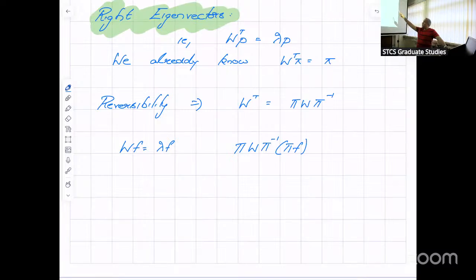So pi inverse of pi F is F, and WF is lambda F. You get lambda pi F. Therefore, if F1, F2, ..., Fn were the left eigenvectors, then pi of F1, pi of F2, ..., pi of Fn have to be the right eigenvectors. And that's clear. Pi of 1 is pi, the stationary distribution pi.